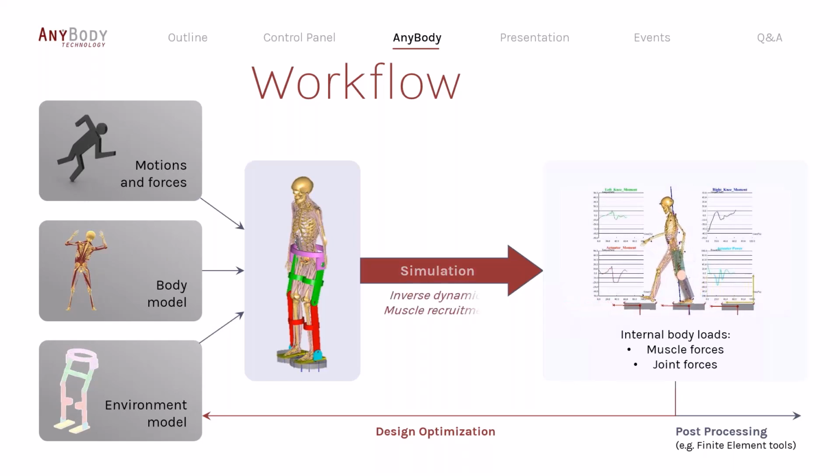This basically means that we go from motion to calculating the internal body loads and also the interaction with the environment in some cases. You can then output the result and use it for some kind of post-processing, which could be with, for example, some kind of finite element tool. But there are also many users who close this loop completely by doing some kind of design optimization and then run this cycle multiple times.